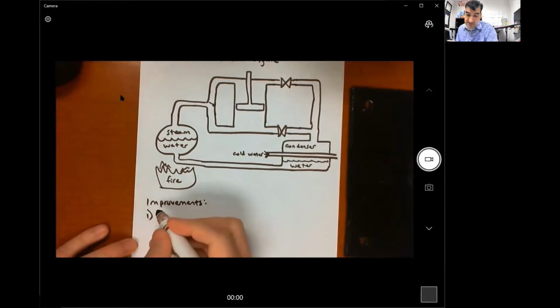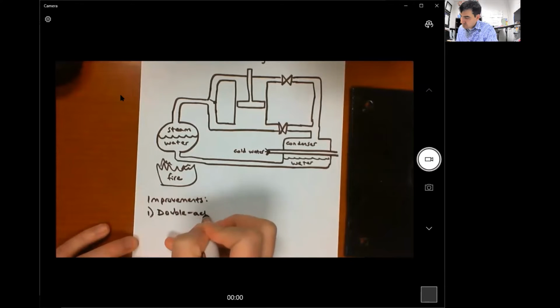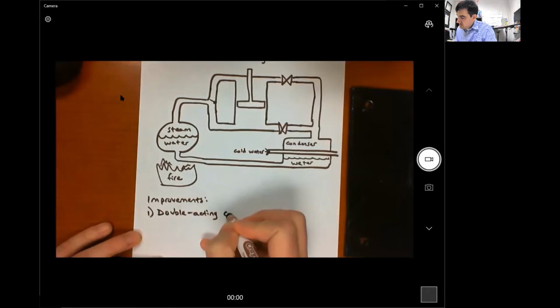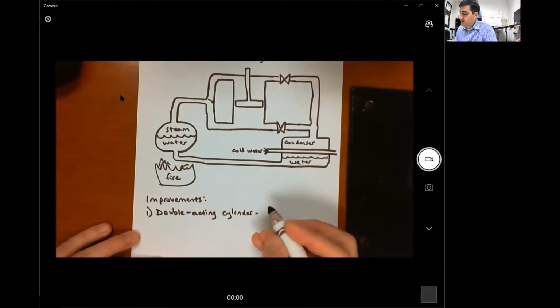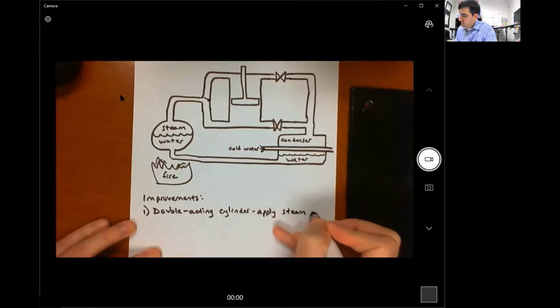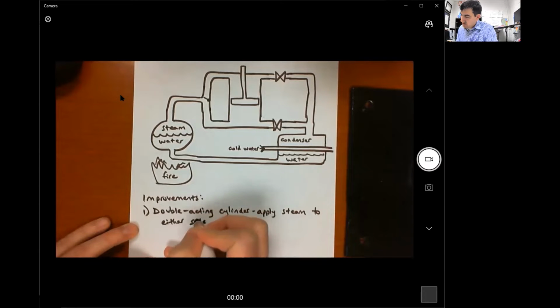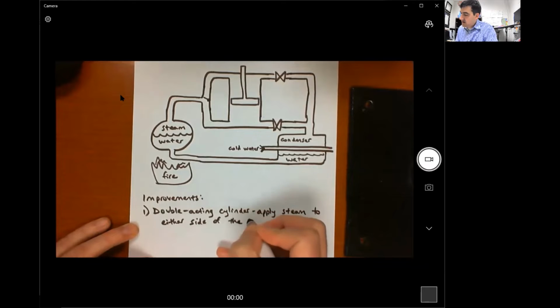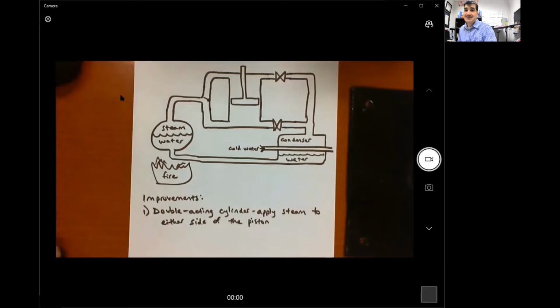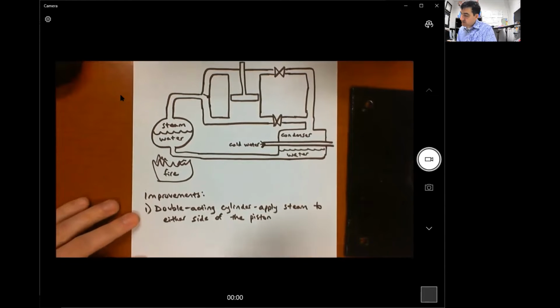Improvements, number one, was a double acting cylinder or double acting piston. And this meant that we could apply steam to either side of the piston. Not at the same time, we wouldn't want to do that, but one after the other, we can apply the steam to one side of the piston, then the other side to force it up and down and back and forth. All right, so that's our double acting cylinder or double acting piston.